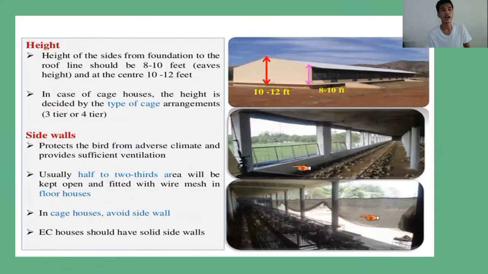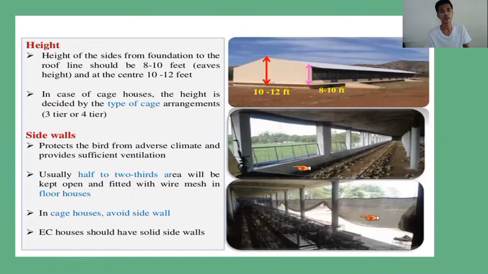Height. The height of the sides from foundation to the roof line, the eaves height, should be 8 to 10 feet, and at the center 10 to 12 feet. In case of cage houses, the height is decided by the type of cage arrangement, 8-tier or 4-tier.